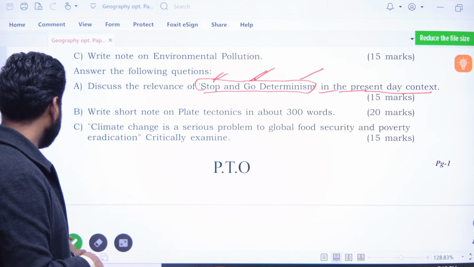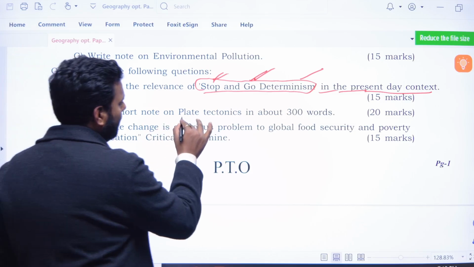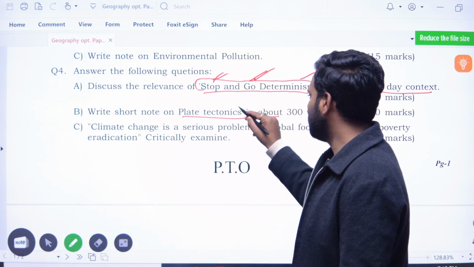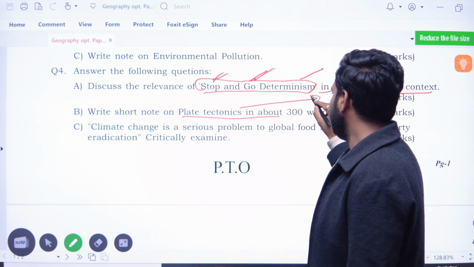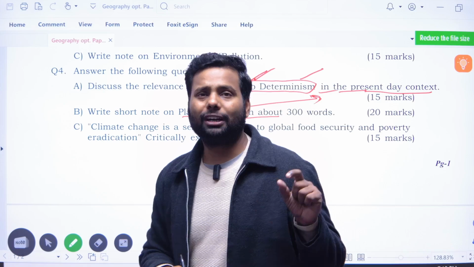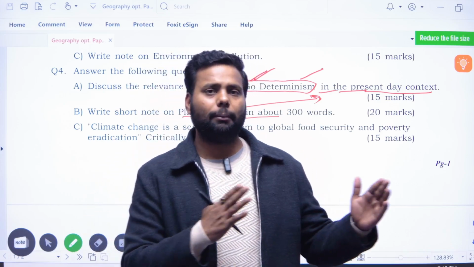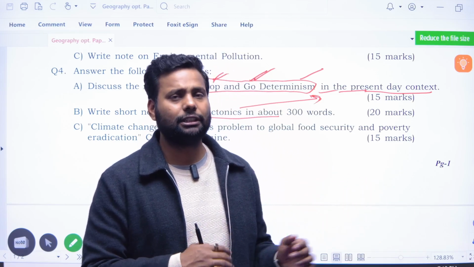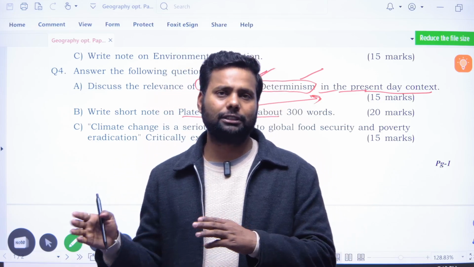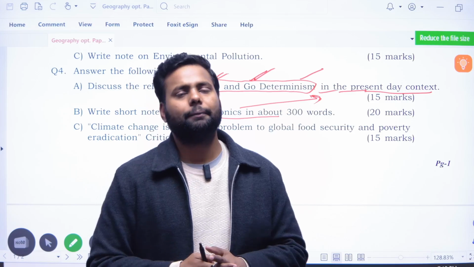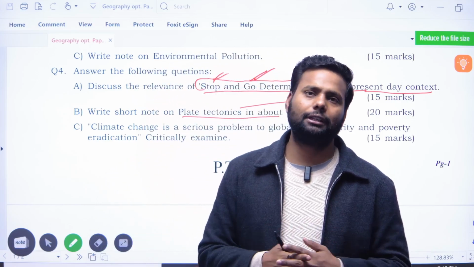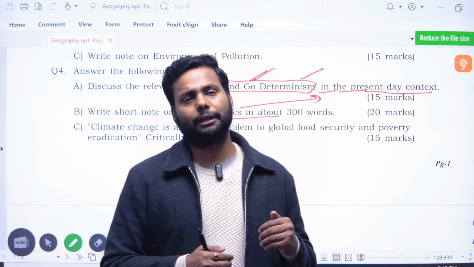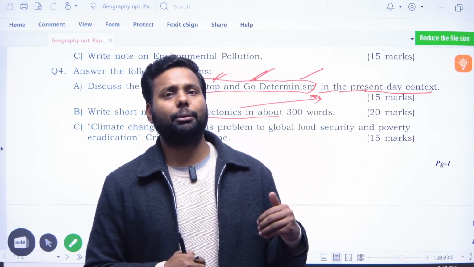And the next question: write a short note on plate tectonics in about 300 words. Again, it is a favorite question. Plate tectonics is a very vague term. You have to simply talk about what a plate is, and the term plate was used by James Tuzo Wilson, J.T. Wilson, in 1962. You have to mention what tectonic is and how many groups of scientists put forward the postulation regarding plate tectonics, and you have to simply mention the types of plates, how many types of plates.